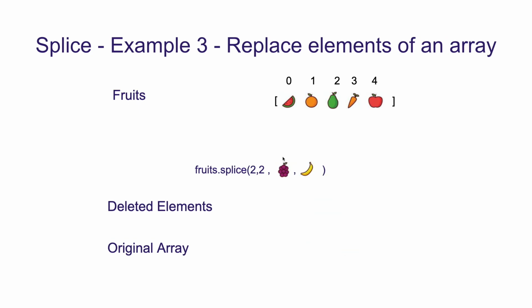In example 3, we are going to use splice function to replace elements of an array. In the example, you can see that we have the array with 5 fruits and we are using splice function with the parameters 2, 2 and 2 fruits. This means that we want to delete 2 elements starting from index 2. That is, we want to delete pear and carrot, and in place we want to replace with grapes and banana. This leads to the deleted array pear and carrot, and it will update the original array accordingly.